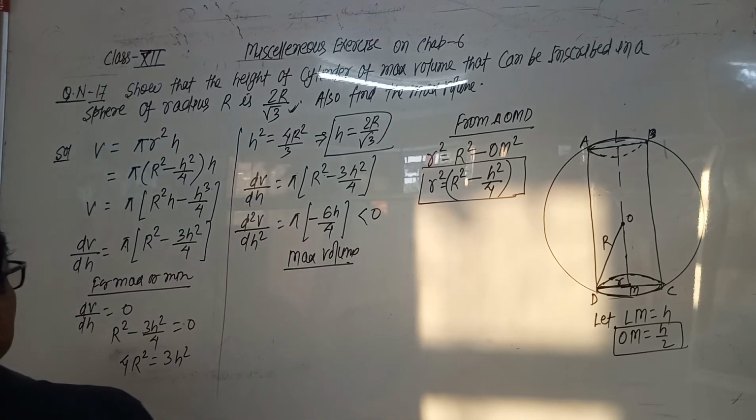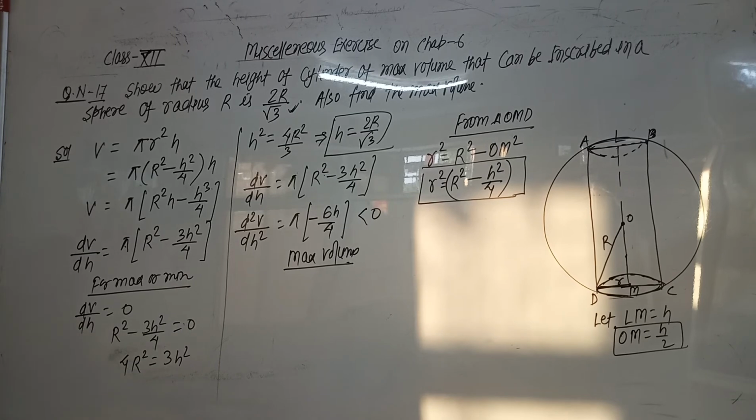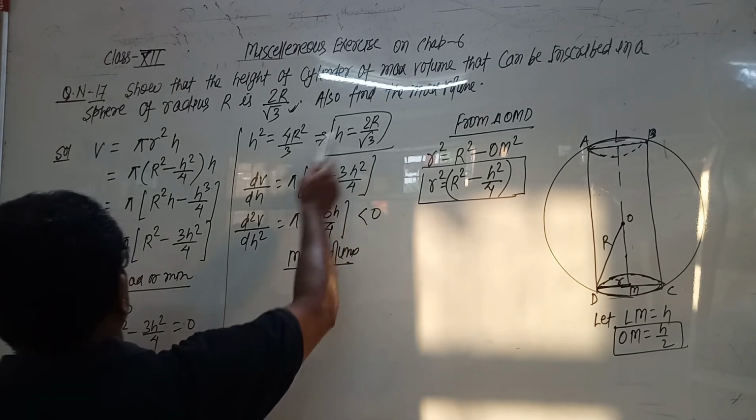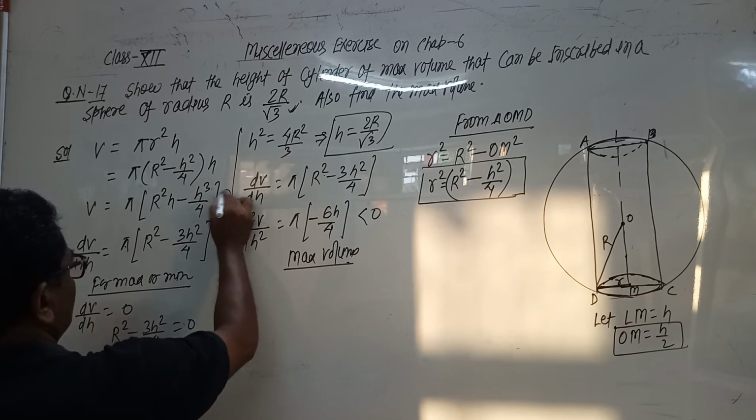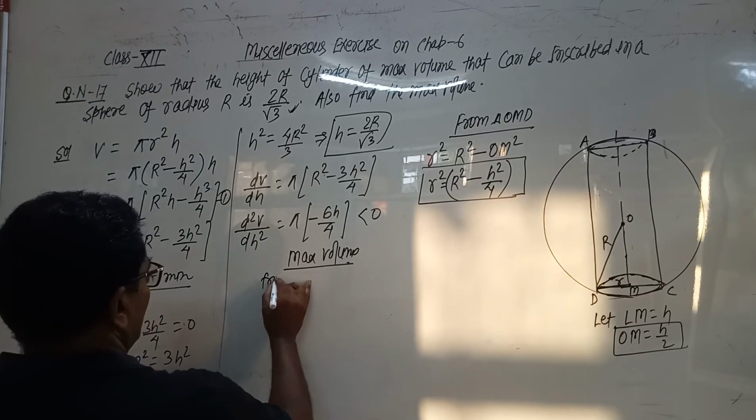The volume we have proved is maximum. Now we also have to find the maximum volume. So we will put the value of h in the expression of volume, from the first equation.